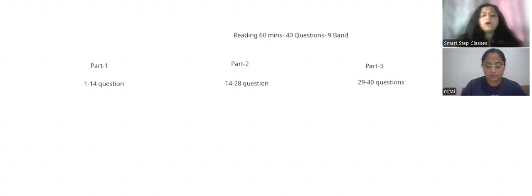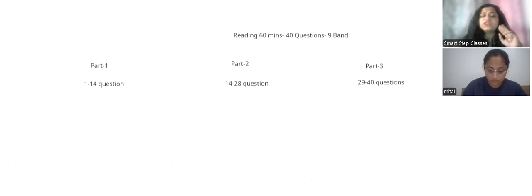Whenever we talk about the IELTS reading, and that too the academic one, the general one is different and the academic one is different. Whenever we talk about the reading, it is a 60-minute task and you will be given 40 questions. Now, 1 point for each right answer, and this is how the calculation of your total 9 bands is going to be done.